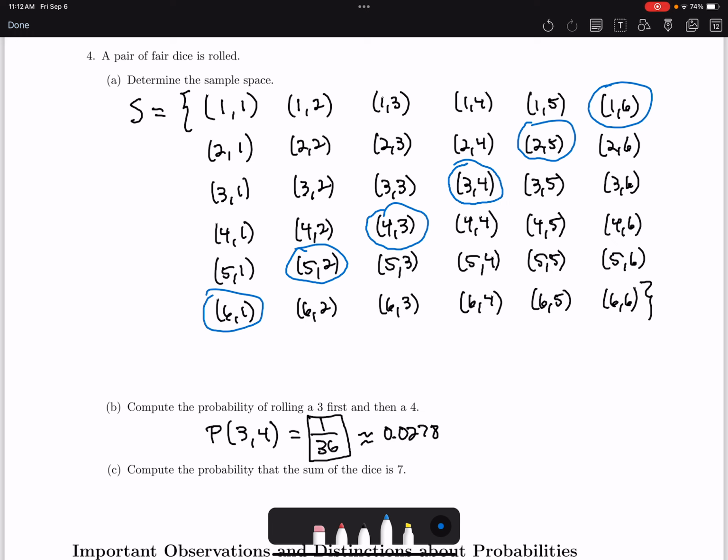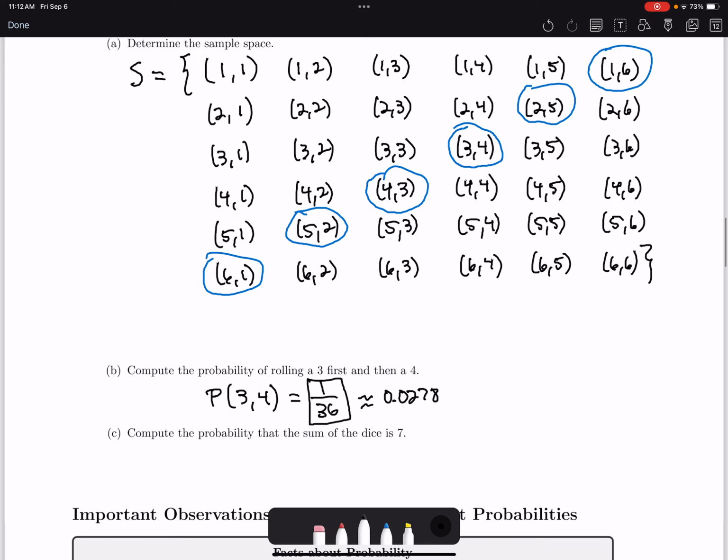If we go to the row above that, if we go to this row right here, those all add up to be 6, which is not what we want. And if we go to this diagonal, those all add up to be 8, which is also not what we want. So I think what we want are these ones, okay?